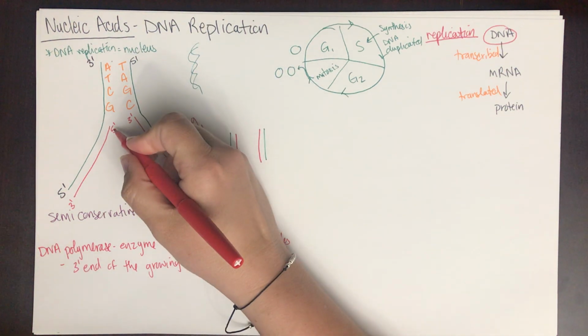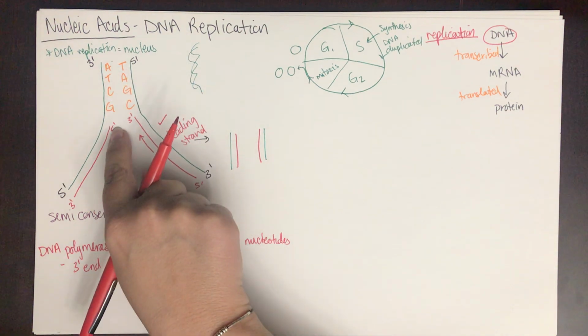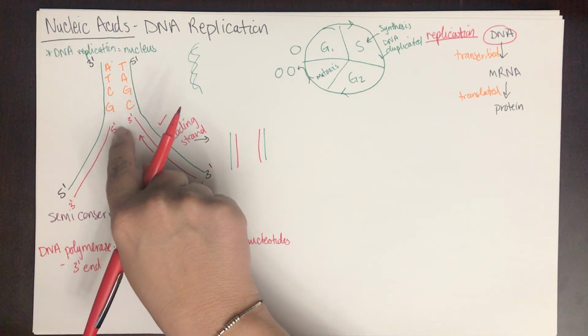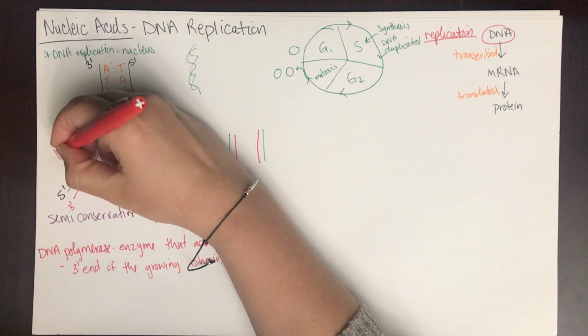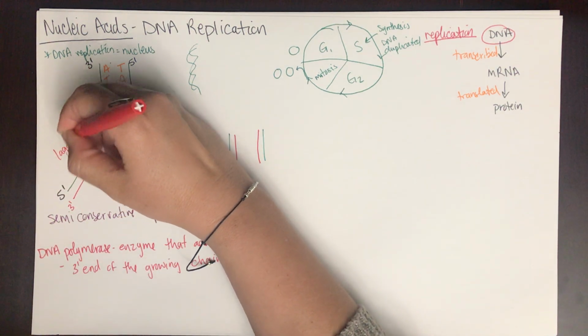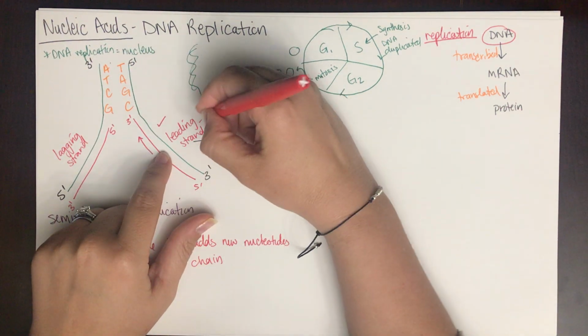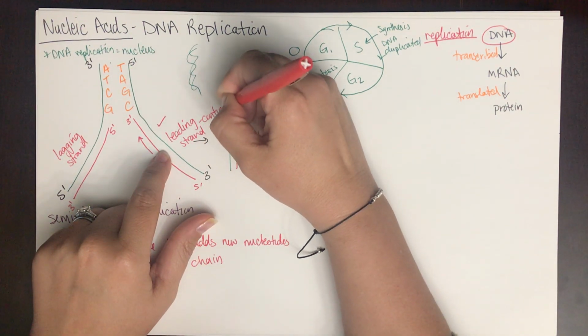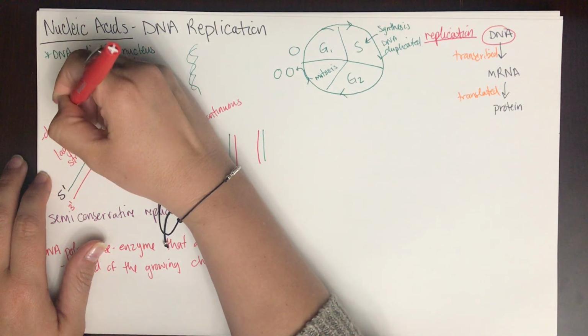And over here, we cannot follow the replication fork because the DNA polymerase can't add here at the 5' end. It can only add here. That means this is called the lagging strand. So this is continuous synthesis. This is discontinuous synthesis.